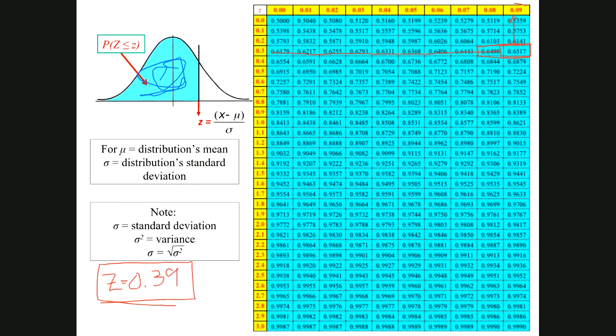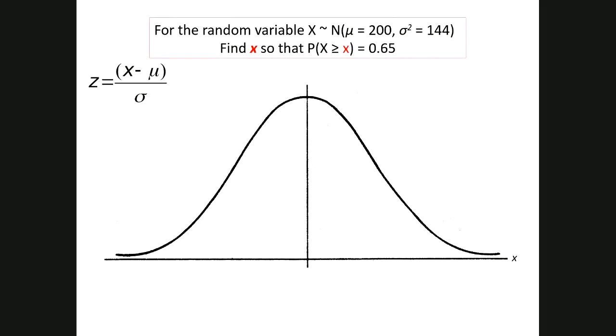So that's the z value we're going to need to use, except for the following. What do you notice? This value corresponds to everything below, or to the left of, positive 0.39. What we want is everything to the right of this to be 0.65. And so actually our z value is going to be negative 0.39 that we're going to use in our equation.